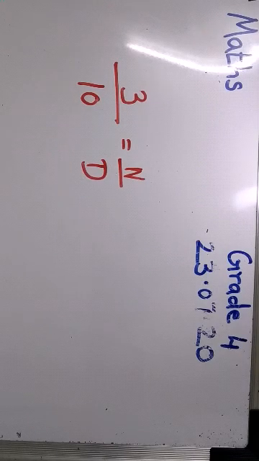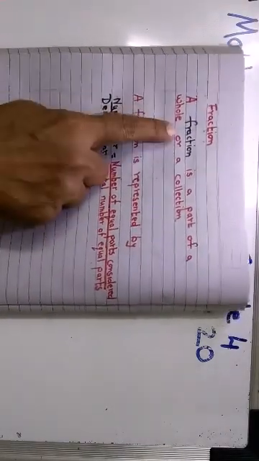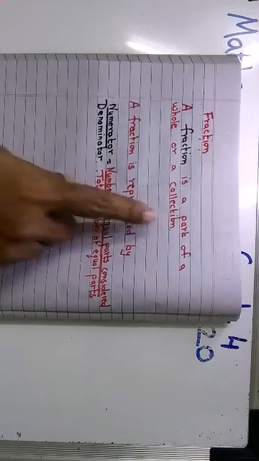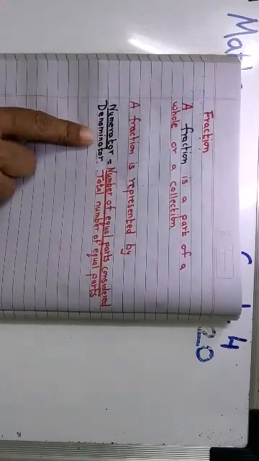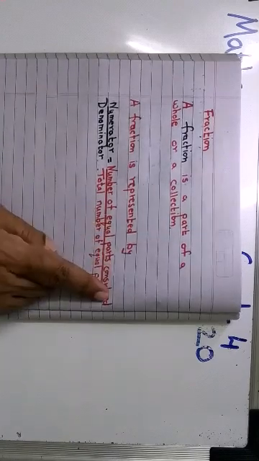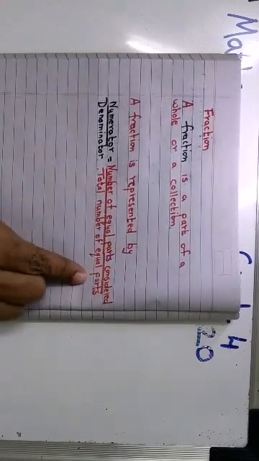Now, what is a percent, children? I'll just write and I'll show it to you, so you can have a quick look. A fraction is a part of a whole or a collection, and a fraction is represented by numerator and denominator: number of equal parts considered and total number of equal parts.